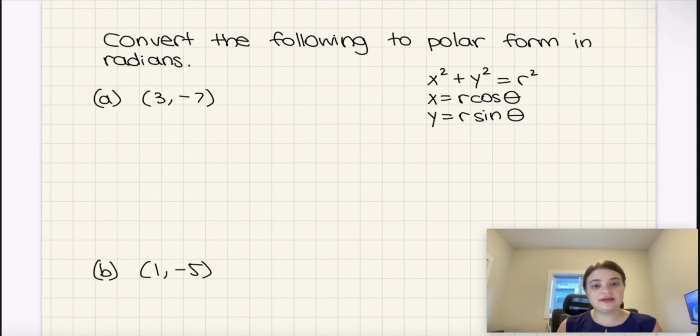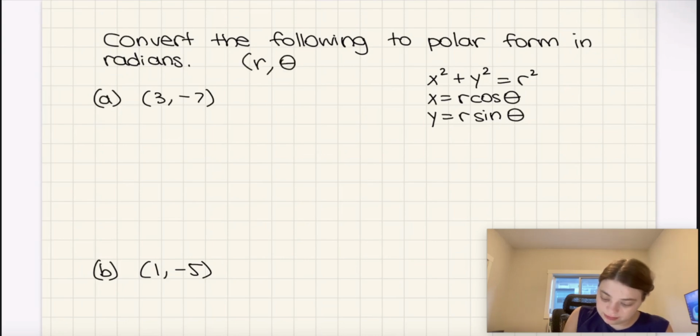So we need to convert this, which is in xy form, to r comma theta form, where r is the radius or the magnitude from the origin to whatever point we have in terms of x and y. And theta is the angle, also sometimes called the argument.